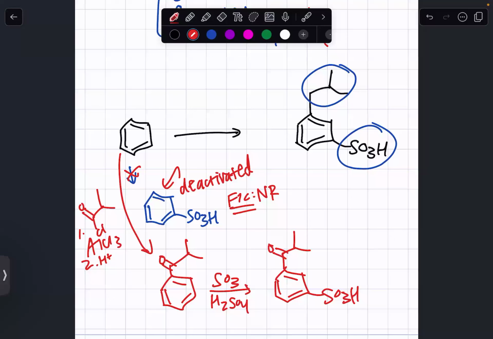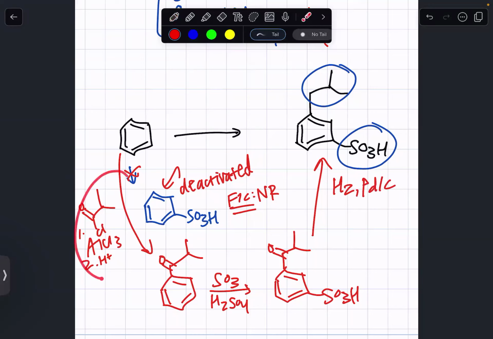Okay. And then there's one last step to go from here to here. It wasn't H2, Pd/C, was it? Yep, it is. Okay, H2, Pd/C. Nice. Yeah. So the first step, Friedel-Crafts acylation. Second step, sulfonation. And then third step, H2, Pd/C.